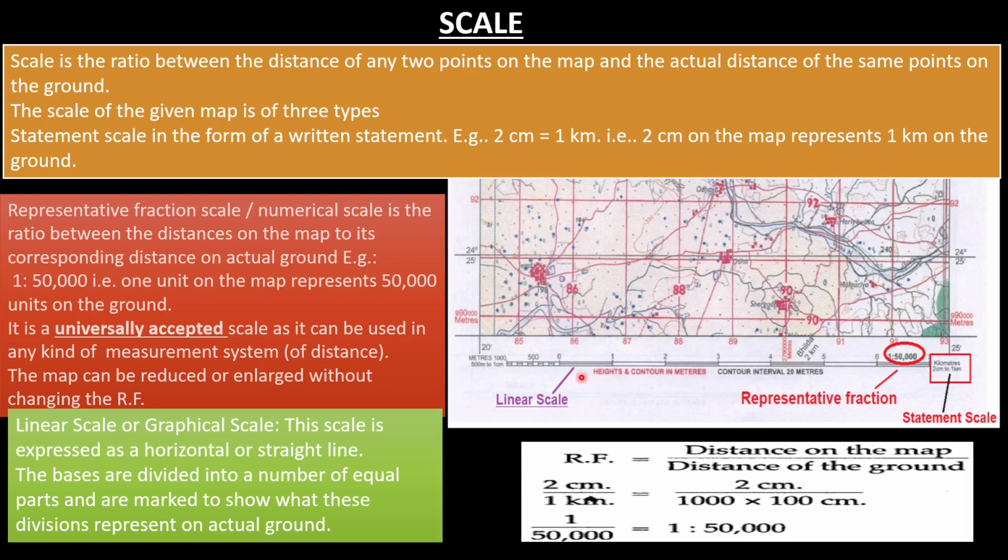Linear scale. This particular line which has been divided, graduated, is also called a graphical scale. The scale is expressed in a horizontal or straight line. The base is divided into a number of equal parts and is marked to show what these divisions represent on the actual ground.